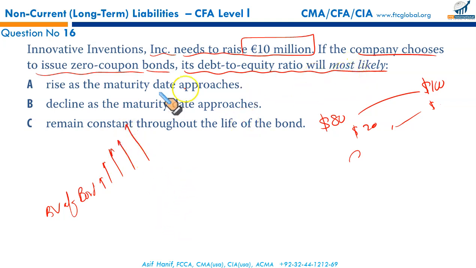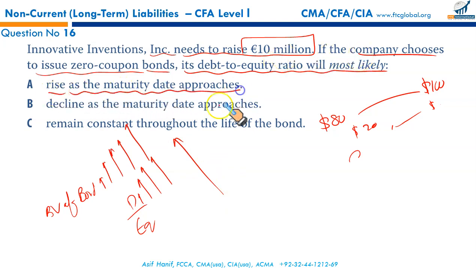How would it affect its debt to equity ratio? Since the book value of debt is increasing every year, your debt to equity ratio will rise. Your debt to equity ratio will most likely rise as the maturity date approaches. Why? Because the carrying value of the bond is increasing by amortization of the discount. That is A.